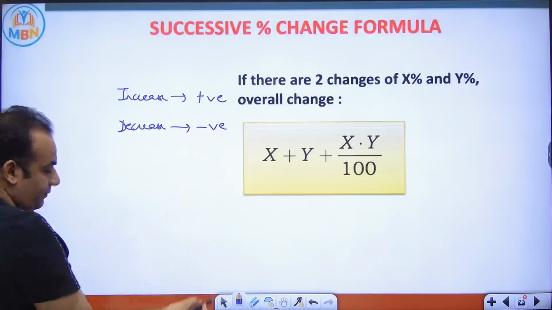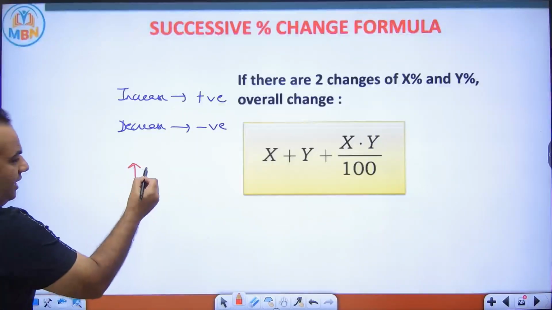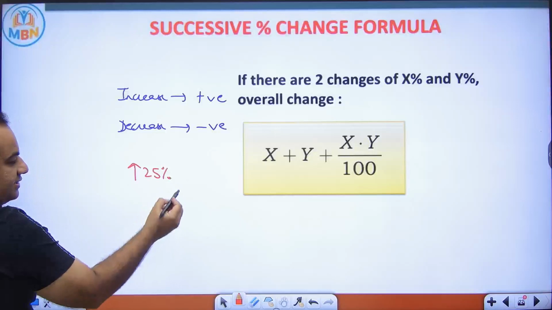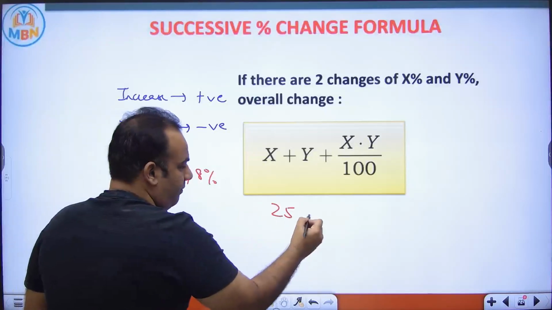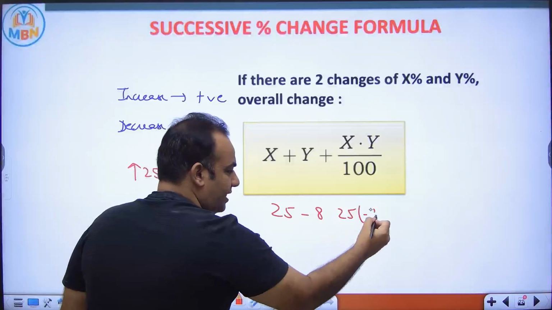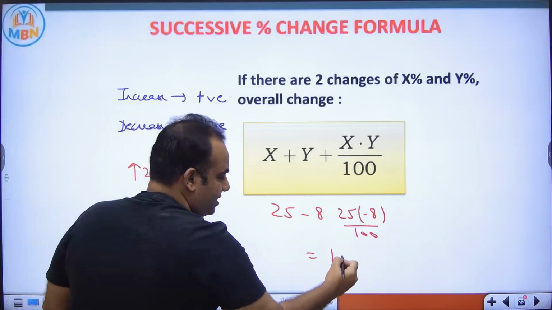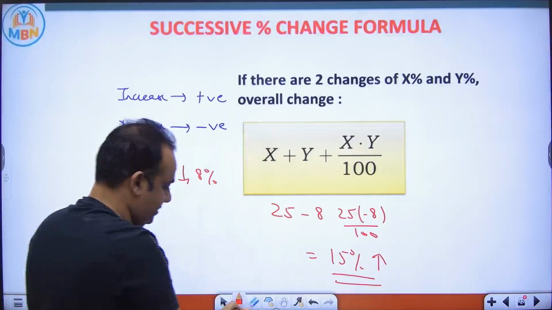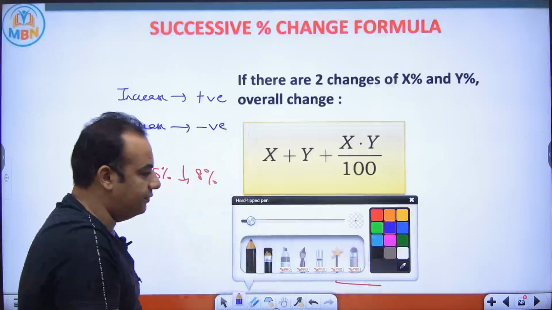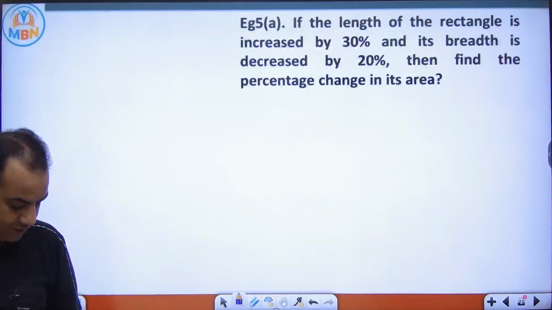I give you one example. Suppose I say the first change is 25% increase, the second change is 8% decrease. So what is the net change? So 25 minus 8, 25 into minus 8 upon 100. So this is 17 minus 2. So the answer is 15%. Because we are getting positive, so 15% increase. So the final answer is 15% increase. Okay.